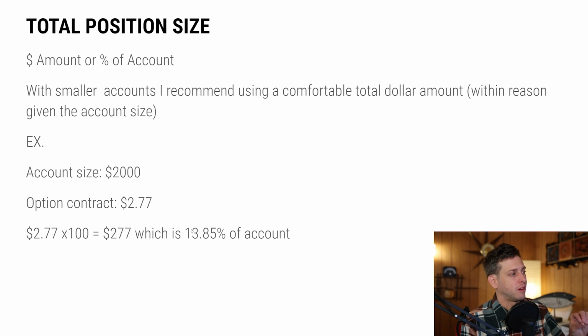Of course, if I wanted to get into more option contracts, you just multiply this number by the number of contracts that you actually want to purchase. So if I wanted 10 contracts of this, it would cost me $2,770.